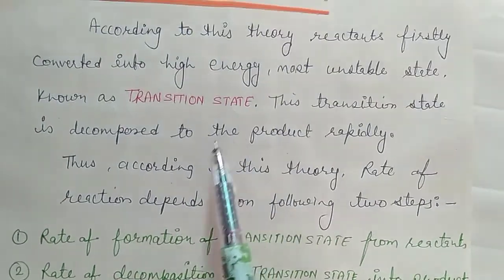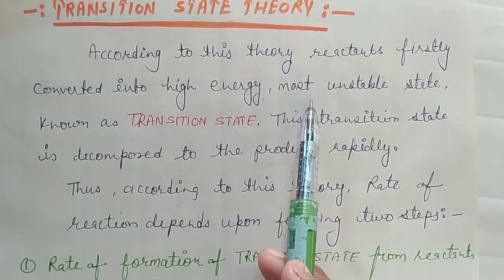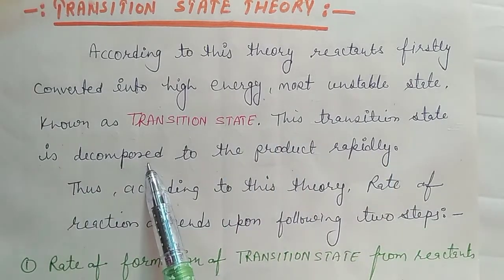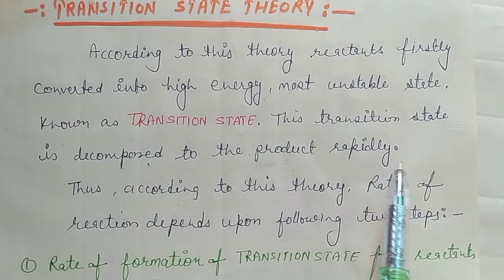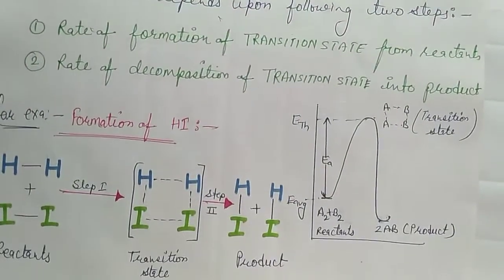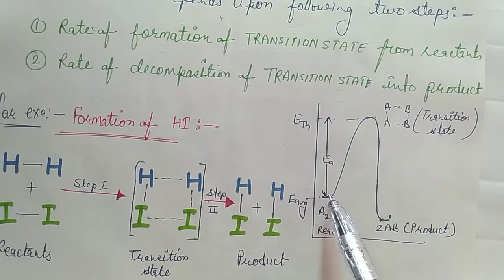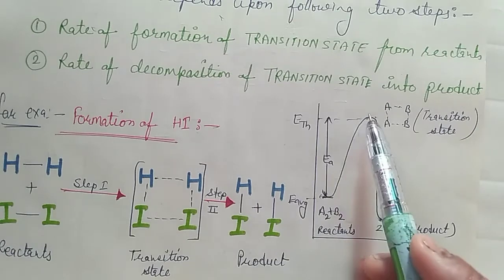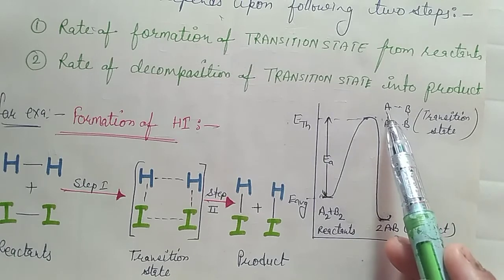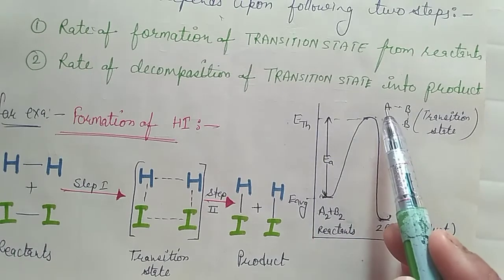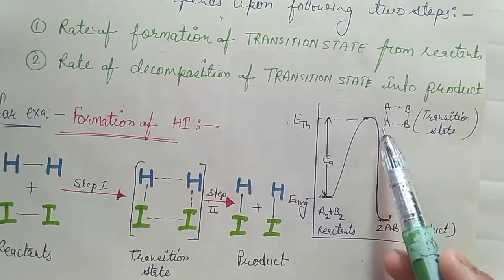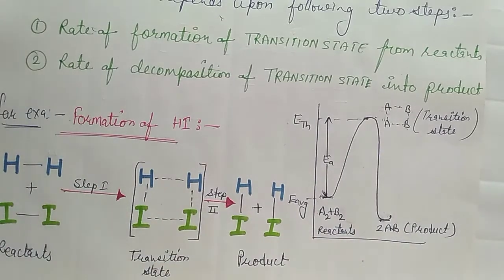So according to this theory, reactant is firstly converted into a high energy, most unstable state known as the transition state. This transition state decomposes to product rapidly. Thus according to this theory, the rate of reaction depends upon two steps. See, this is the energy diagram. These are the reactants, these are the products, and this is the ETH, and this is the EA. In the transition state, the breaking bonds between A-A and B-B are approximately broken, and the bonds between A and B are approximately half bonded.